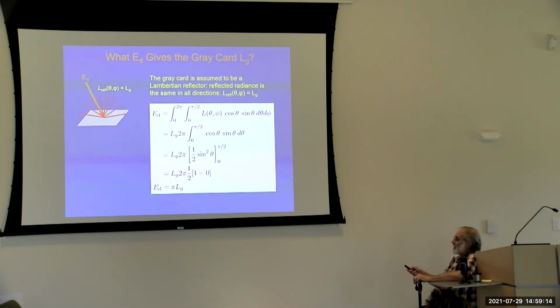So here's our definition of Ed. It's radiance times cosine times element of solid angle integrated over all the downwelling directions. Actually in this case, we're looking at upwelling radiance. So if the radiance is constant, independent of direction, that's just the L gray card value. That's constant, we can pull it out front. The phi integration then, nothing in here anymore depends on phi, so that just gives us 2 pi. And then we're left with the integral of cosine theta sine theta d theta from 0 to pi over 2.